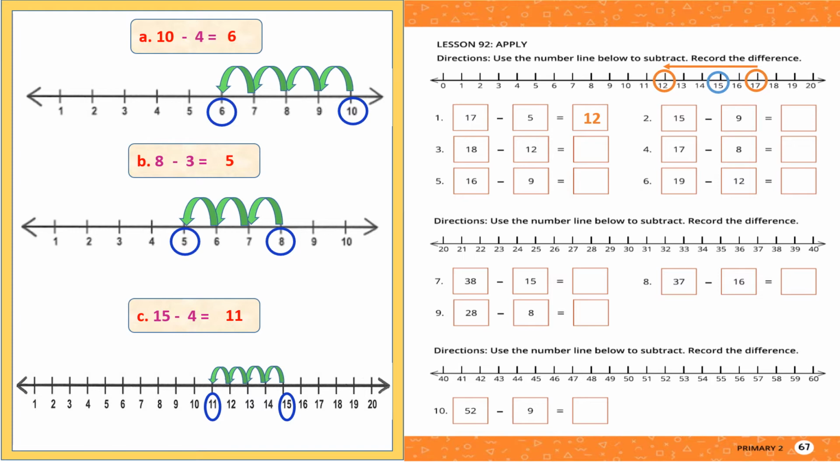Ones with ones and tens with tens. 8 minus 2 equals 6. 1 minus 1 equals 0. So, we have multiple ways to solve subtraction problems. And you can use what you want.